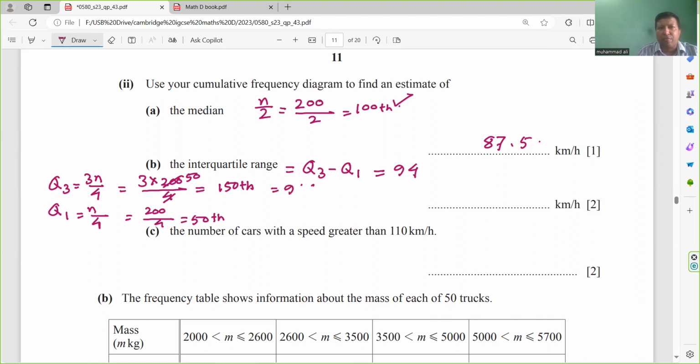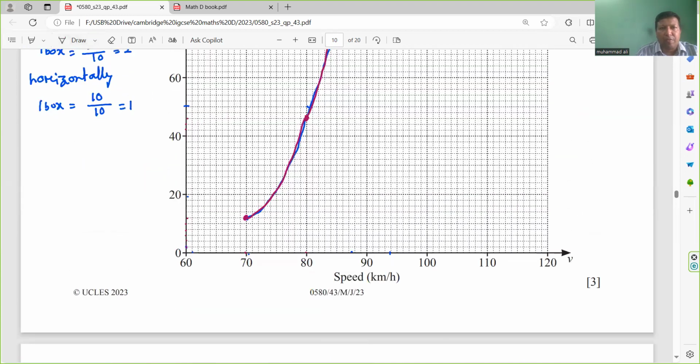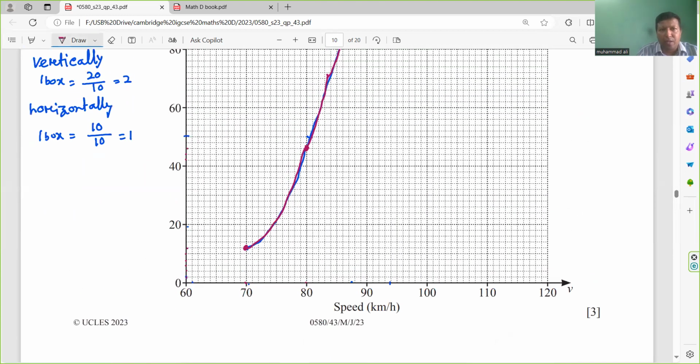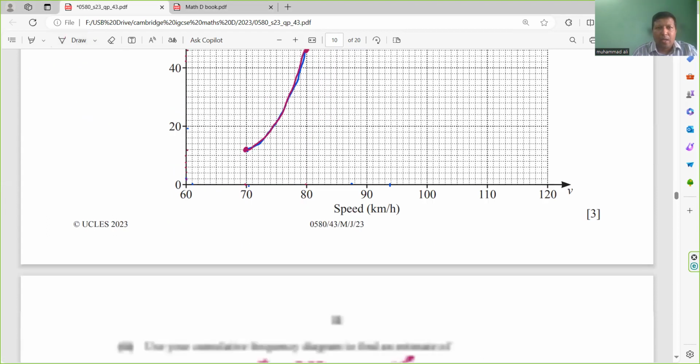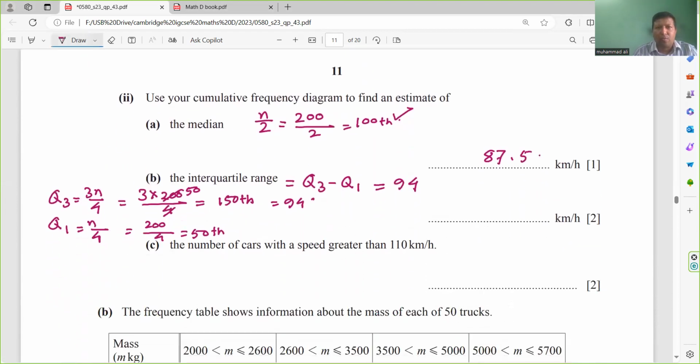So this is 94, the upper quartile, and for the lower quartile we count the 50th position from here. The corresponding value, as it is 80, this is 81. This position is 81. So the lower quartile is the 50th position, corresponding speed is 81. So our lower quartile, that means Q1 equals 81. Here we have to write 81.